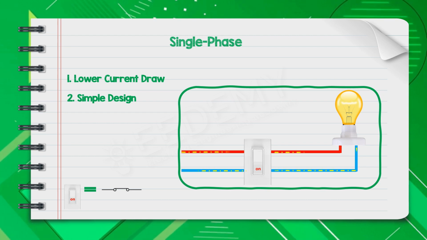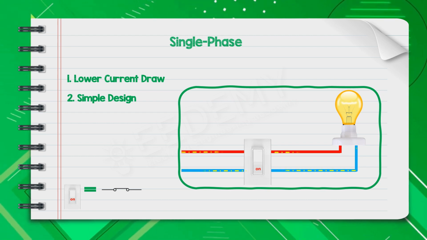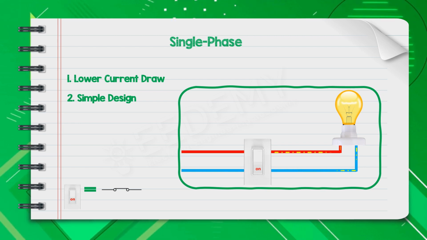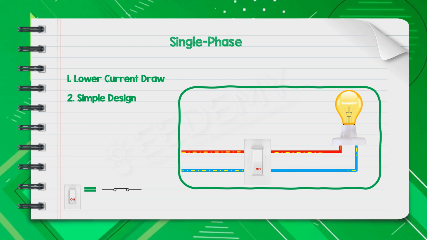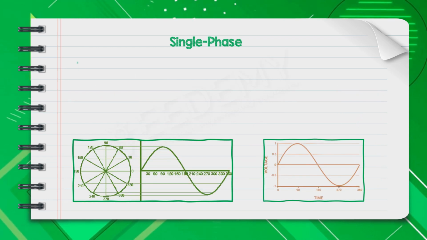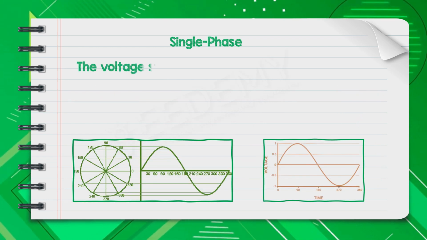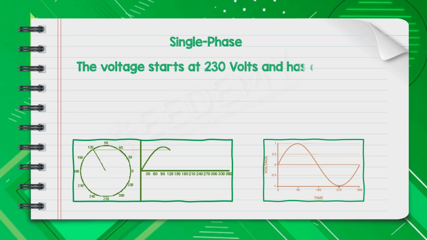So single phase operates using two wires, one live phase wire and one neutral wire. The alternating current, AC, flows between these two wires, with the phase wire carrying current to the load and the neutral wire completing the circuit. Simple design, like IKEA furniture, fewer parts, easier setup. Lower current draw, ideal for homes where peak demand isn't sky high.